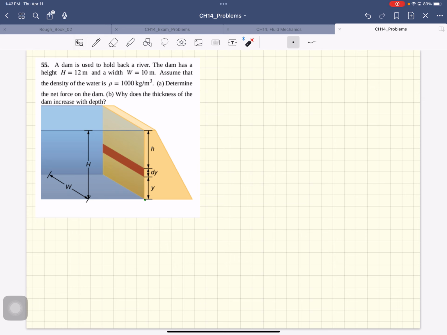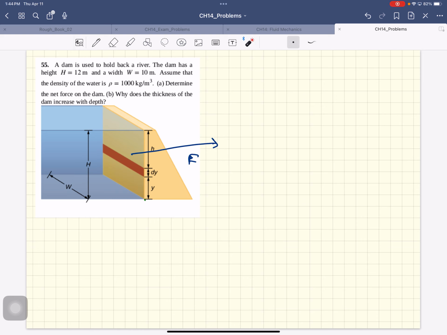And so a dam is used to hold back a river. The dam has a height of 12 meters. 12 meters is roughly 3 times the height of this room. The height of this building, if you go into the atrium, that's 12 meters roughly. And a width of 10 meters. 10 meters is the width of this room. Okay. Assume that the density of water is 1,000 kg per meter cube. Determine the net force on the dam. So they want you to find the net force, this force.